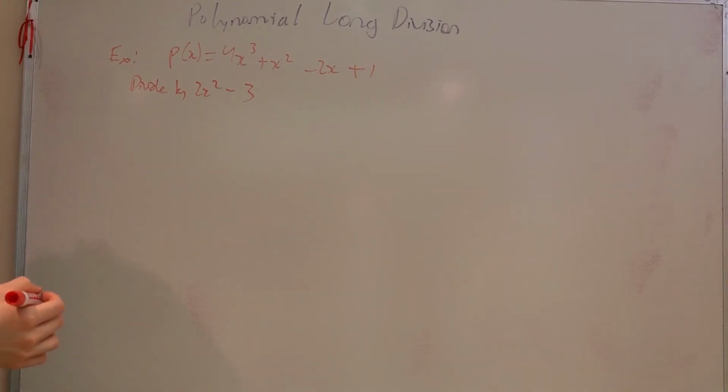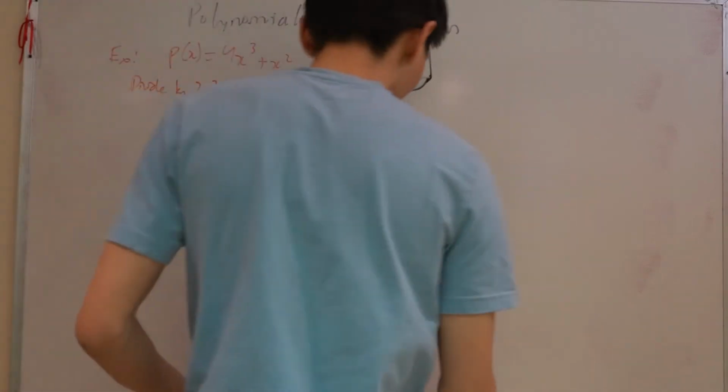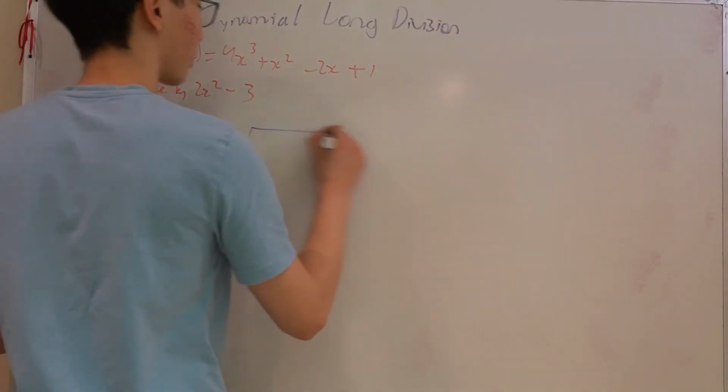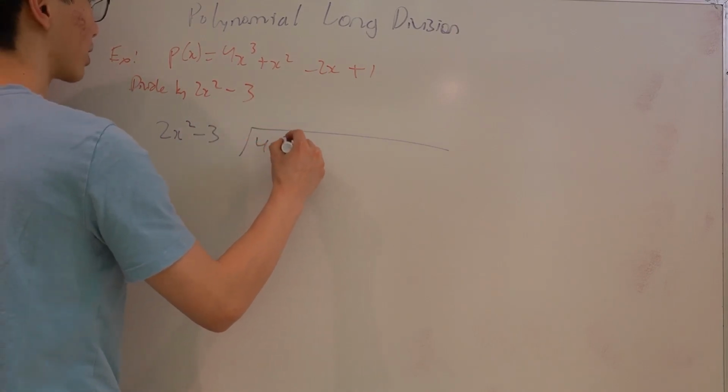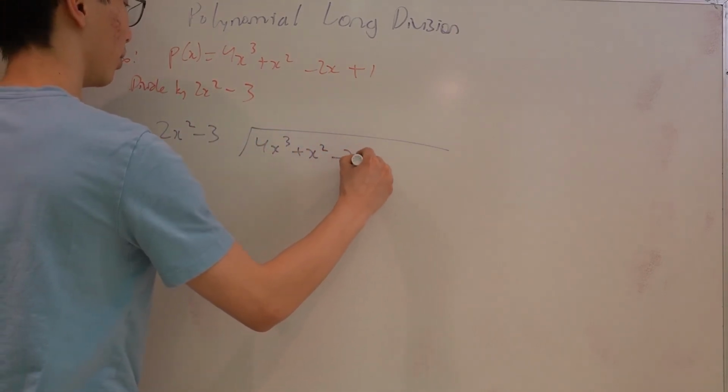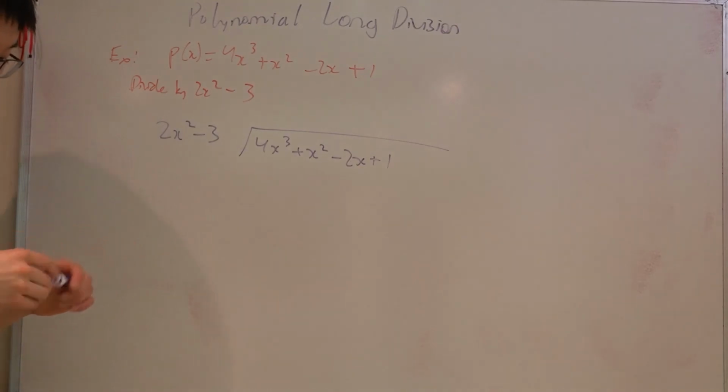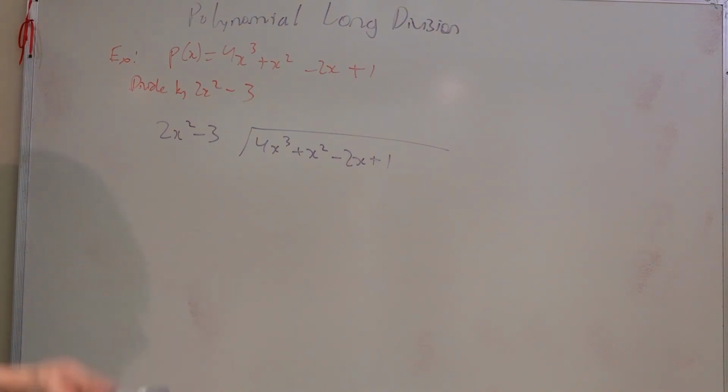Okay? Alright, let's do it. It's hard work, but we're going to get there eventually. So again, 2x squared minus 3 goes here, and 4x cubed plus x squared minus 2x plus 1. So I'm hoping that by the end of this example, you would see the general pattern on how to do it, and I can give you some examples, so you can try some examples from the homework now to be able to just work on this skill.